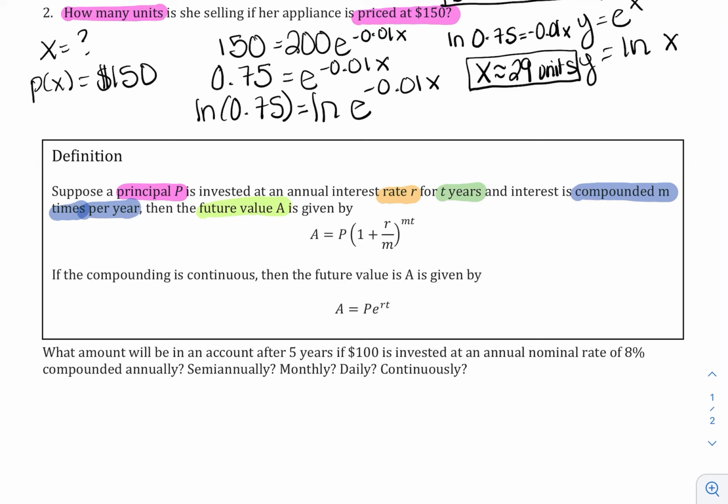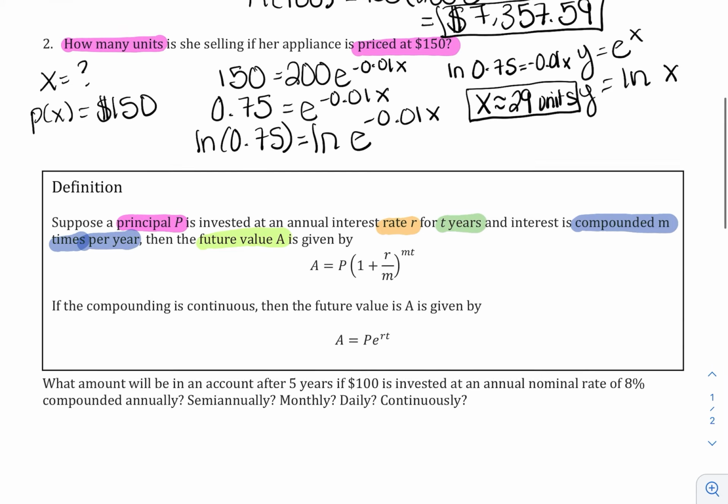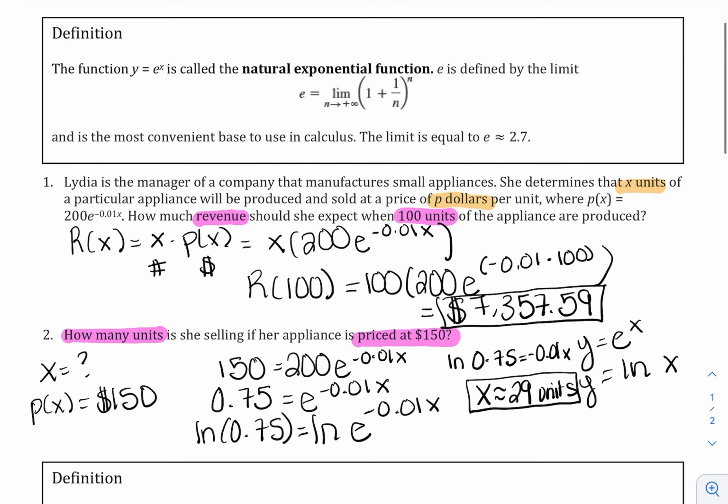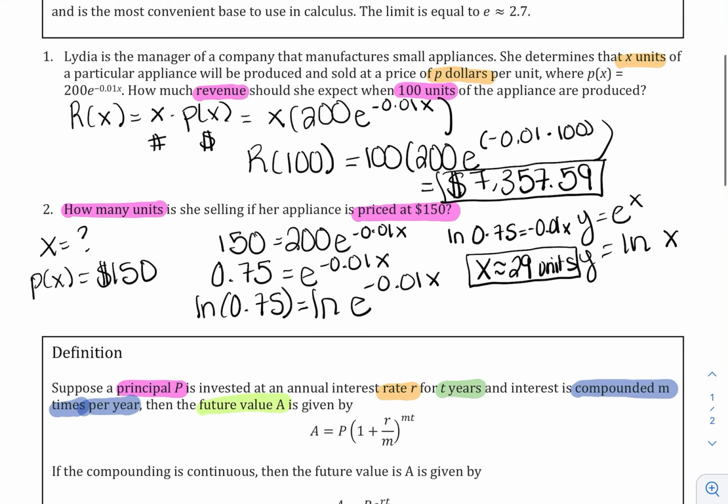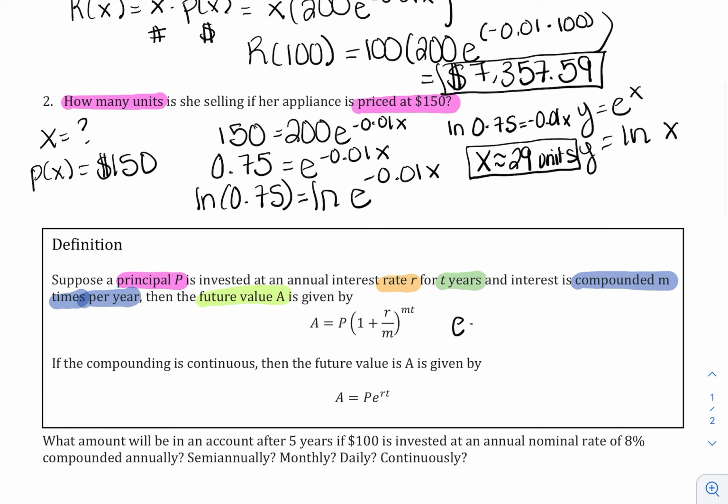Now, if you're compounding continuously, so if the interest is being applied on the value of your account all the time, then the future value is given by A equals P e to the RT. This means that M is no longer in effect. e replaces the M, and the reason for that is because as M goes to infinity, you're now applying the value of e. I mean, if you take the limit as n goes to infinity, you can see, let me rewrite e here.